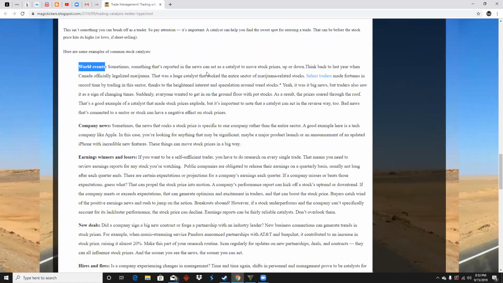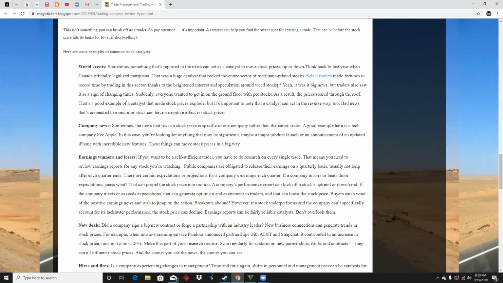Sometimes something that's reported in the news can act as a catalyst to move stock prices up or down. Think back to last year when Canada officially legalized marijuana. That was a huge catalyst that rocketed the entire sector of marijuana-related stocks. Select traders made fortunes in record time by trading in this sector thanks to the heightened interest and speculation around weed stocks. Fall is when weed is harvested, so we're obviously going to probably have some weed stocks pop this year too.